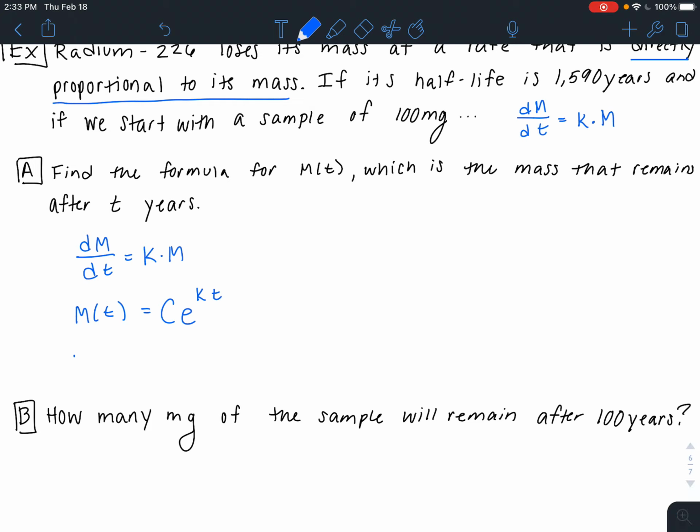We're told that we start with an initial sample of 100 milligrams, so our initial value is 100. That tells us that C is going to be 100. C is always the initial value because if you plug 0 in for time, e to the 0 is 1, so it just cancels out and you get the initial value back.